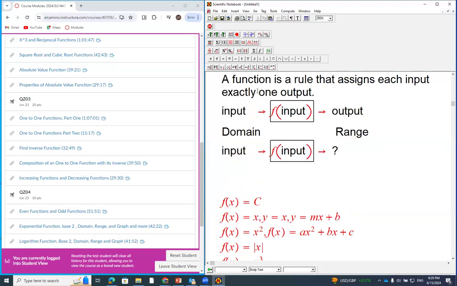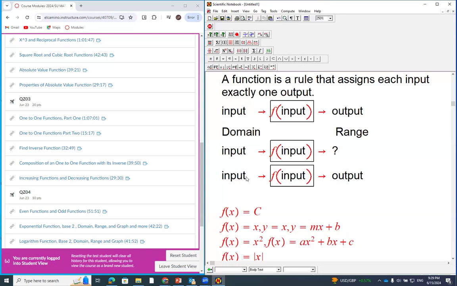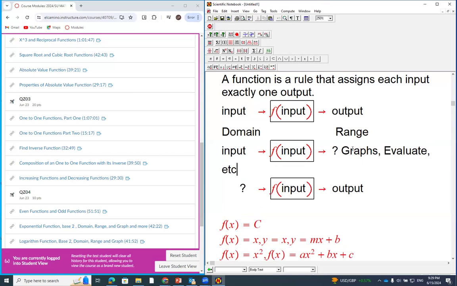In some other cases, we know the output, but we want to identify the input. So sometimes we don't know the input, but we know the output. And from the given output, we want to identify the input. So these are really the things we are looking for in this entire semester in a nutshell. And the first case will involve graphs, evaluate, etc.